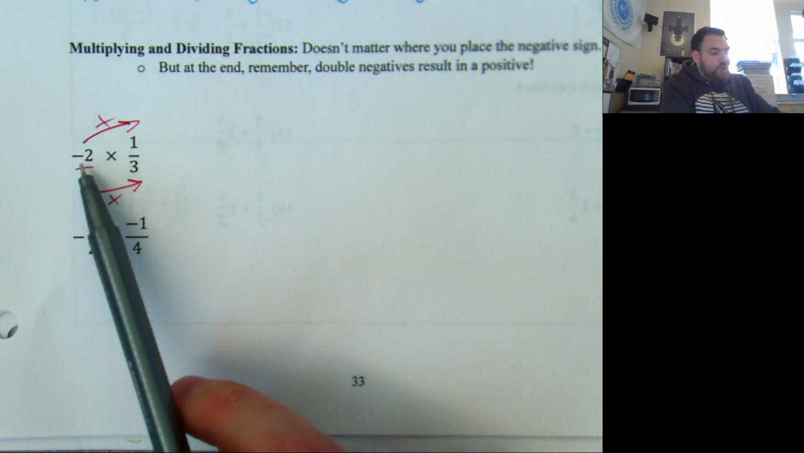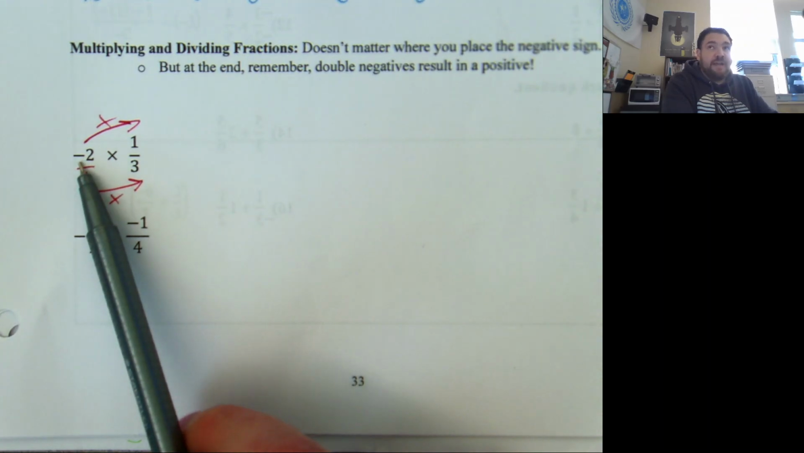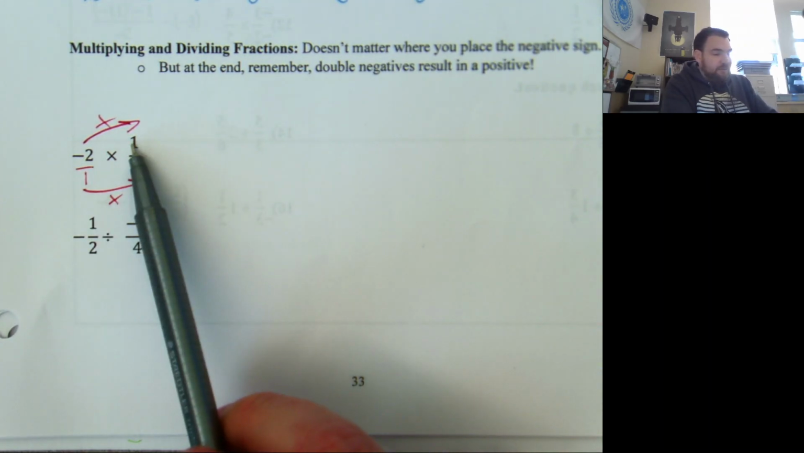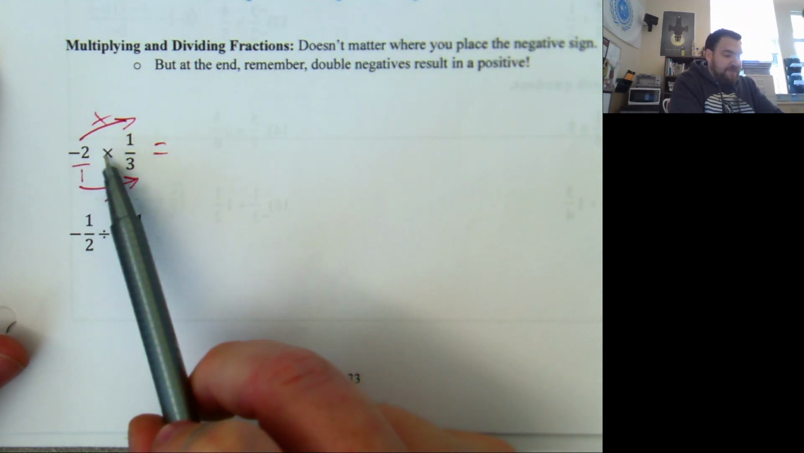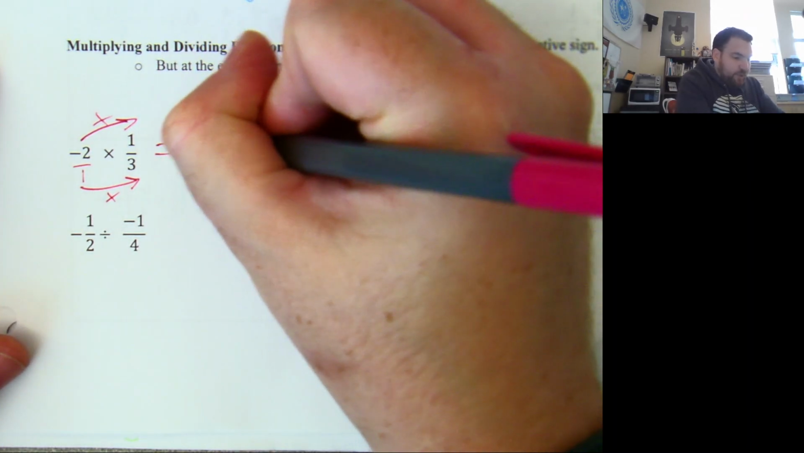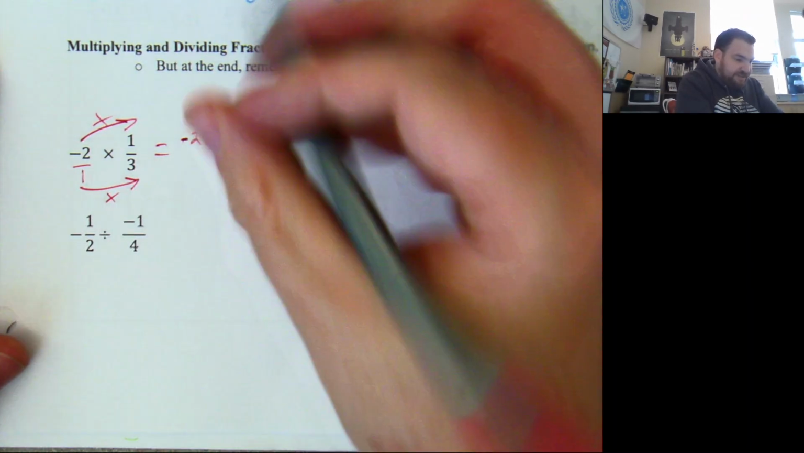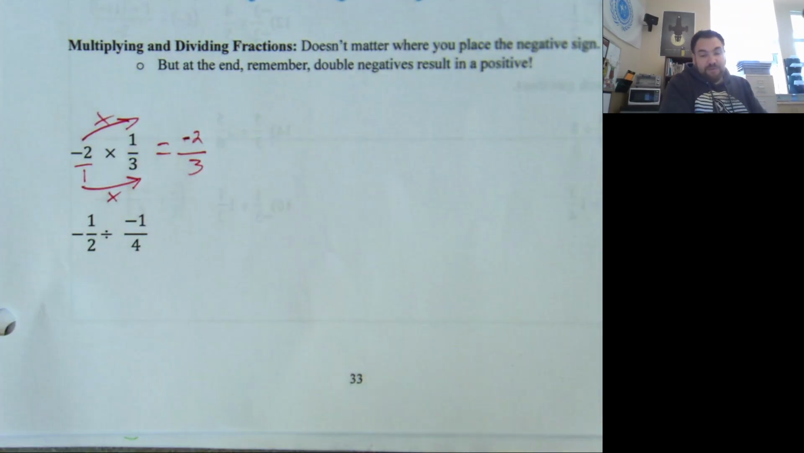And you want to make sure when you're dragging that minus sign along for the ride, you include it in the numerator. So, we're just going to go -2 times 1 is -2, and 1 times 3 is 3. And we're done. That's it. That's it.